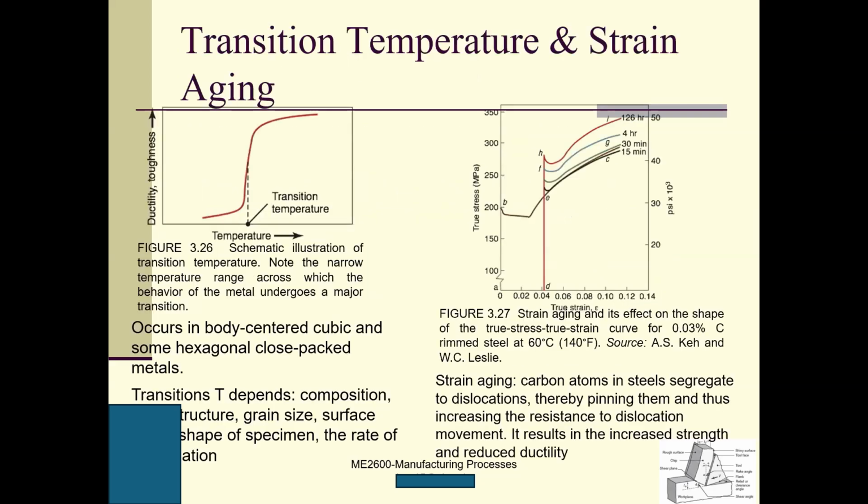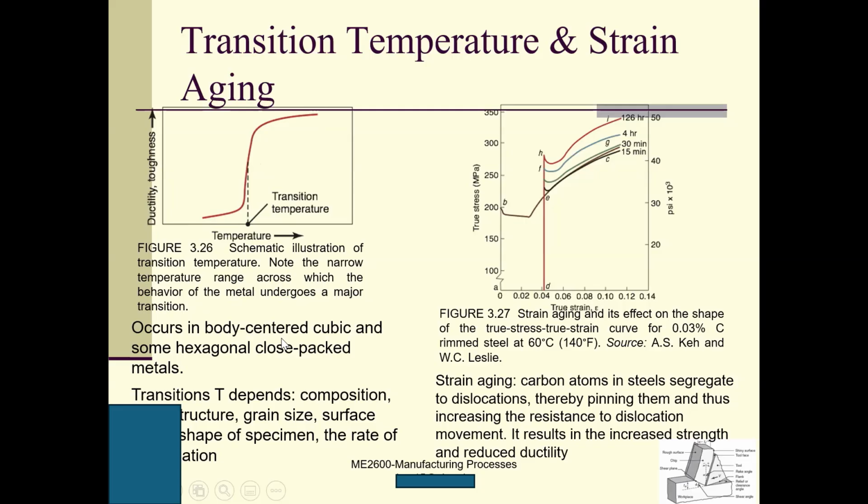So, transition temperature. This is the transition temperature. It talks about at what condition the material becomes brittle from ductile or vice versa. Here is a narrow temperature range across which the behavior of the metal undergoes a major transition. Here, this is ductility. Suppose this is temperature; above this temperature, the ductility is much higher than the one associated with the lower temperature. So this temperature is called the transition temperature.